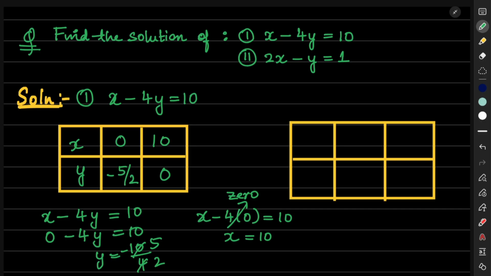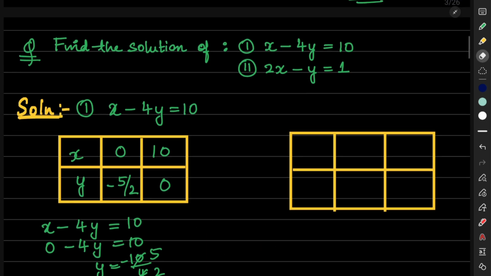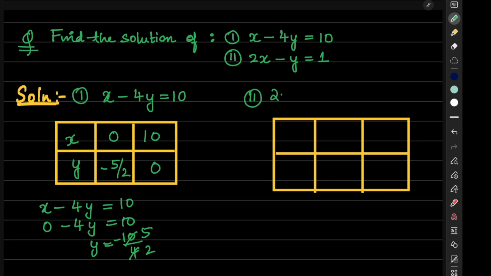Okay. Now let's do the next question. I'm going to rub it so that I get space for doing the next question. The next question is 2x minus y equal to 1. So you have to do the same way. Let's take x and y as a table. You were asked only one solution. Probably I'll find one solution and you can take the next.